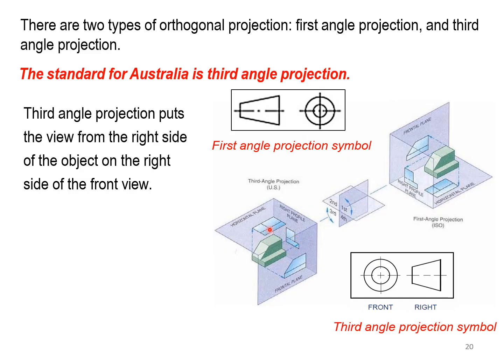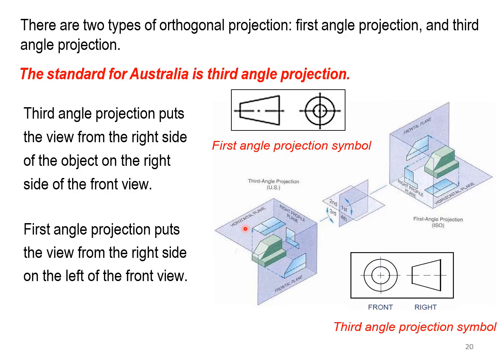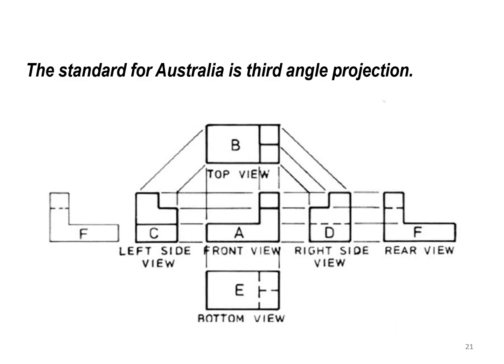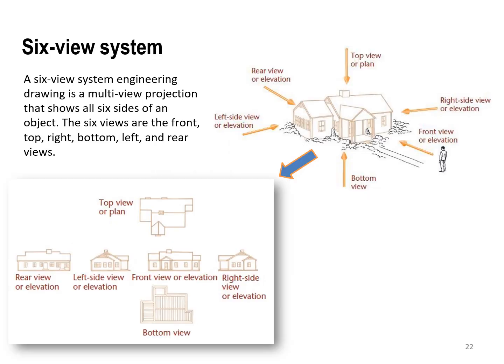And of course, the first angle projection puts the view from the right side on the left of the front view, and that's what we can see on the other side. So in the first angle projection, you can see that the right is actually going to be on the left, because we look at the things from that direction. So the standard for Australia, as we mentioned, is the third angle projection.